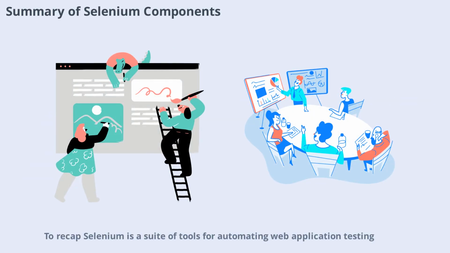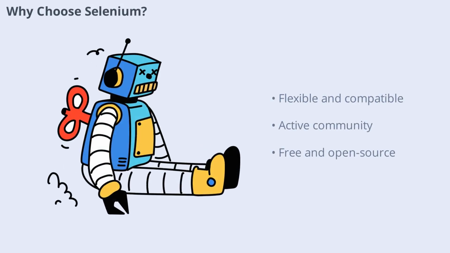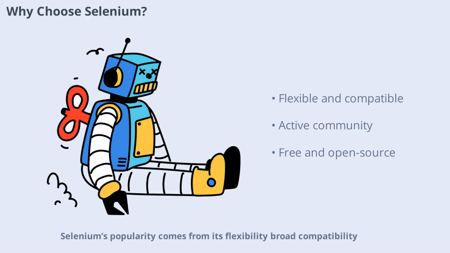Recap: Selenium is a suite of tools for automating web application testing. It includes Selenium IDE for beginners, Selenium RC for legacy support, Selenium Grid for parallel testing, and Selenium WebDriver for modern, robust automation. Each component has its strengths and ideal use cases, but WebDriver is the current standard for most testing needs. Selenium's popularity comes from its flexibility, broad compatibility, and active community support.